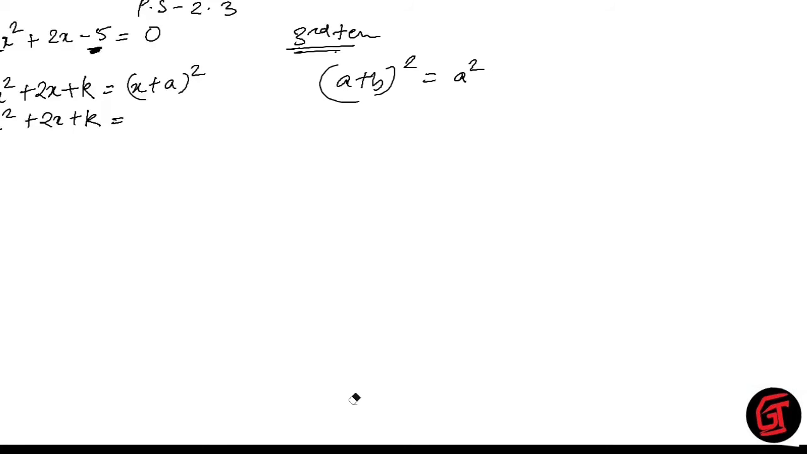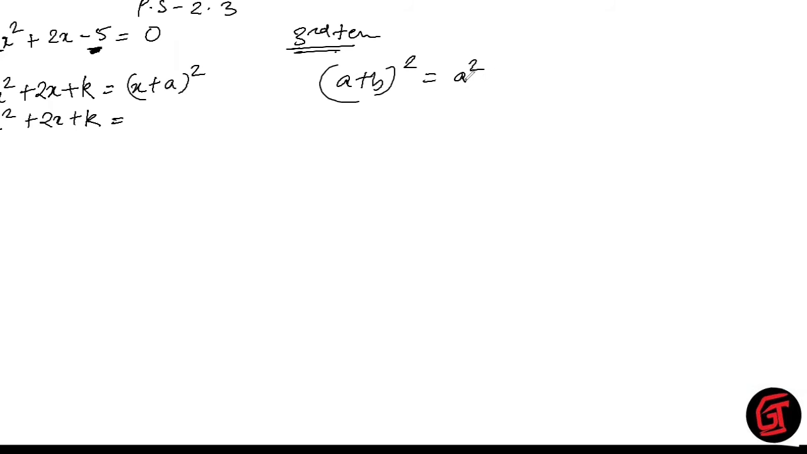Glen, a square plus 2ab plus b square. You are telling the answer, but where does the bc square come from?